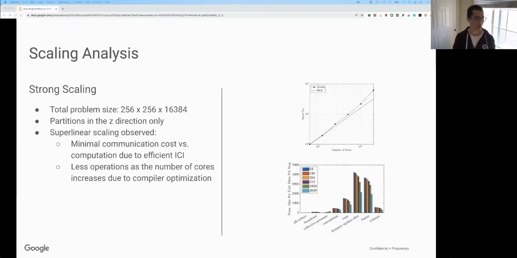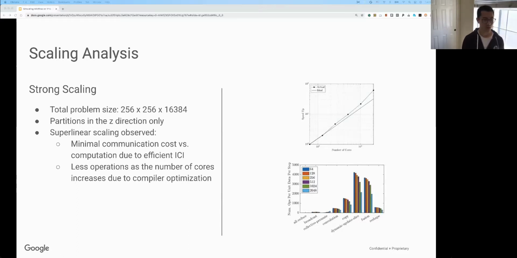And next, what I'm showing are the results for the strong scaling. In doing the strong scaling, we choose a total problem size of 256 times 256 times 16,000. And to fully utilize the efficiency of the TPU hardware, we partition along the Z direction, which, if you still remember, is along the Python list direction. So in this study, we found that a superlinear scaling is observed for our solver.